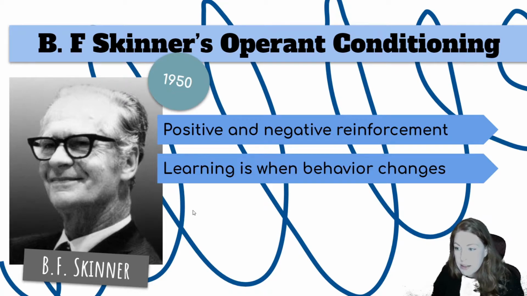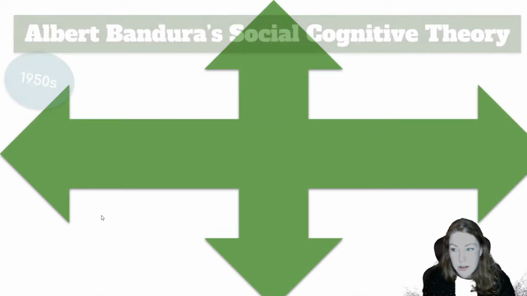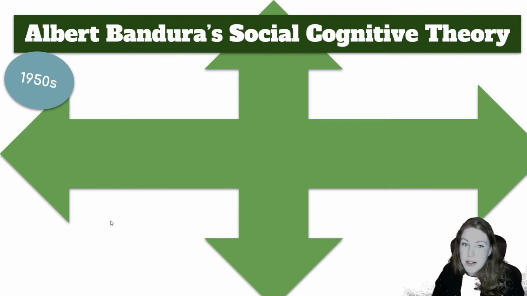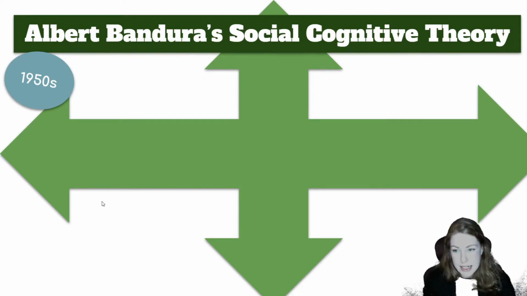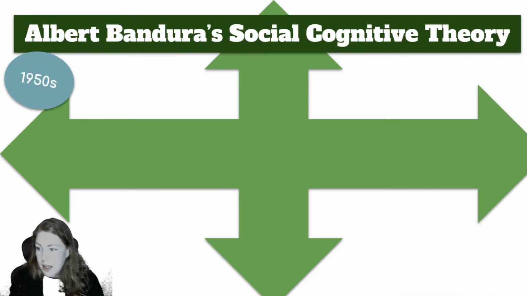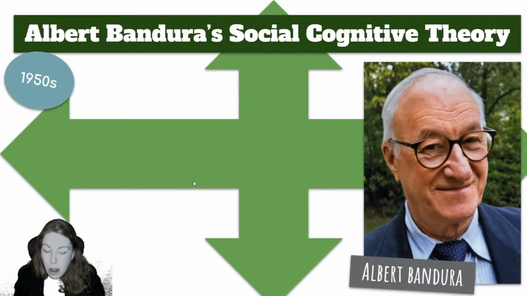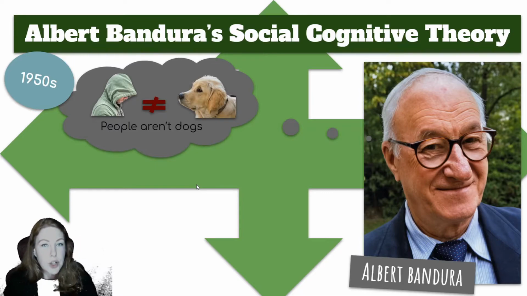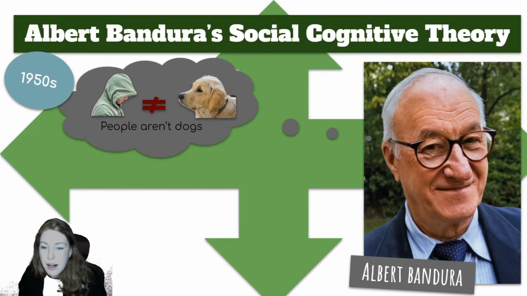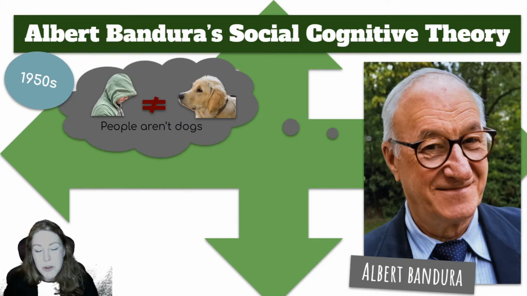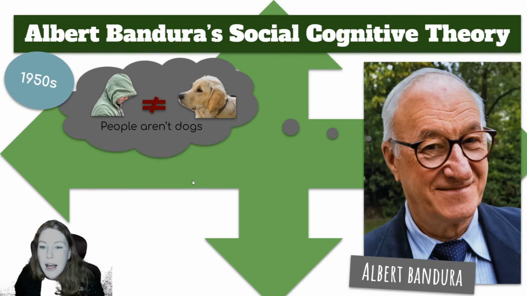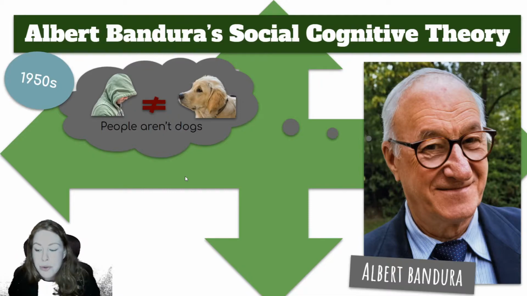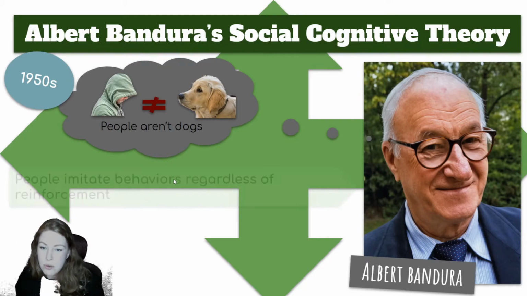All right, moving right along to Albert Bandura's social cognitive theory in the 1950s. We're going to go ahead and move back again over here. And Albert Bandura was under the belief that people were not dogs. Pretty crazy thought. But he believed that Pavlov's experiment was pretty flawed because you couldn't say that all people would react to certain stimuli or even certain positive or negative reinforcements.